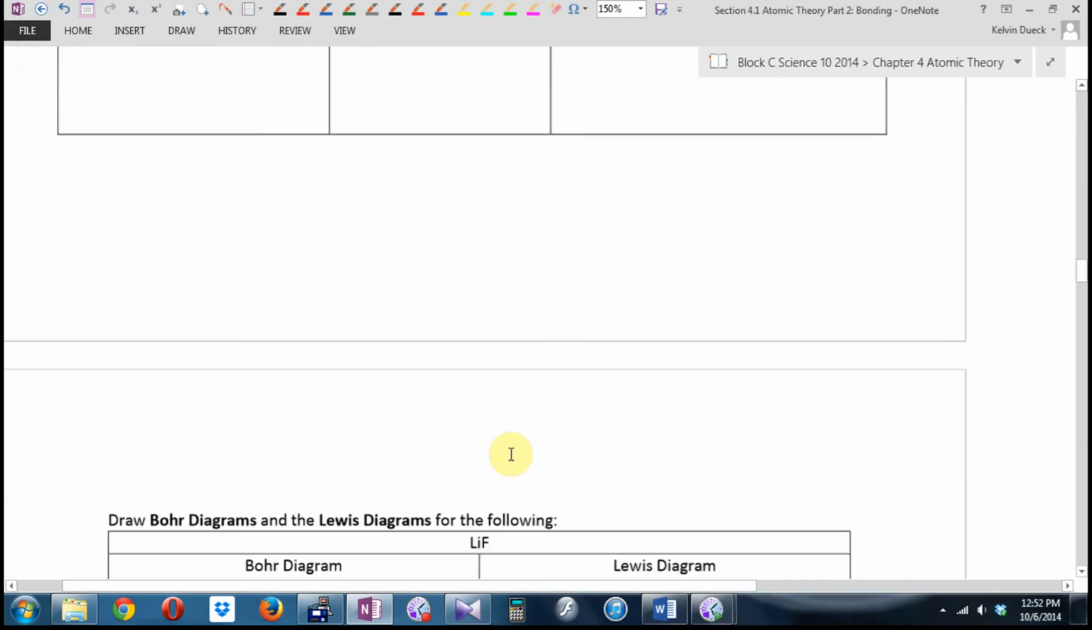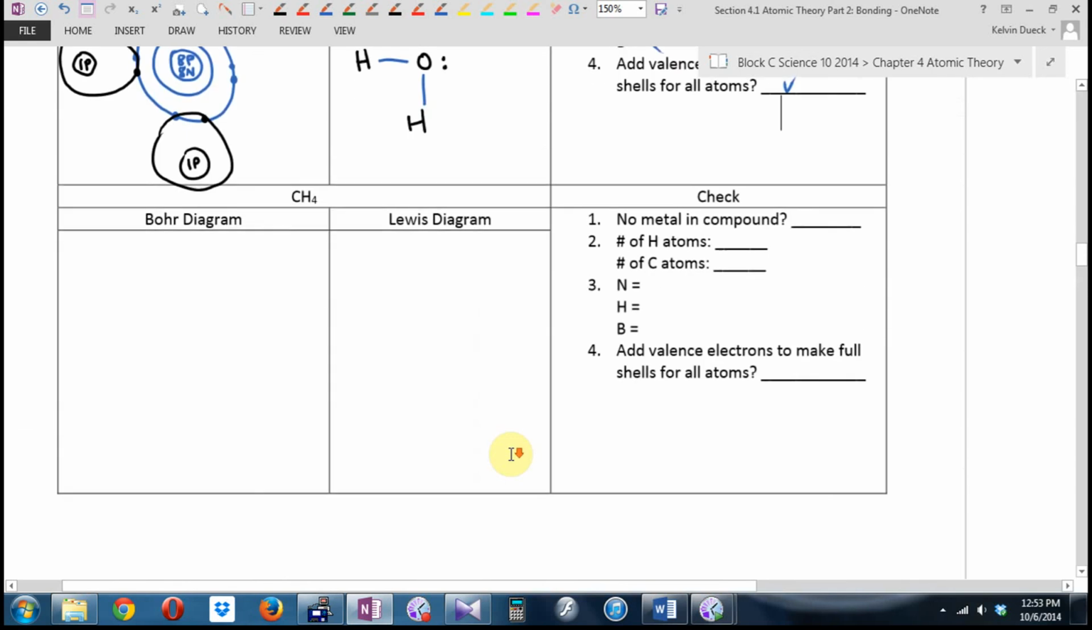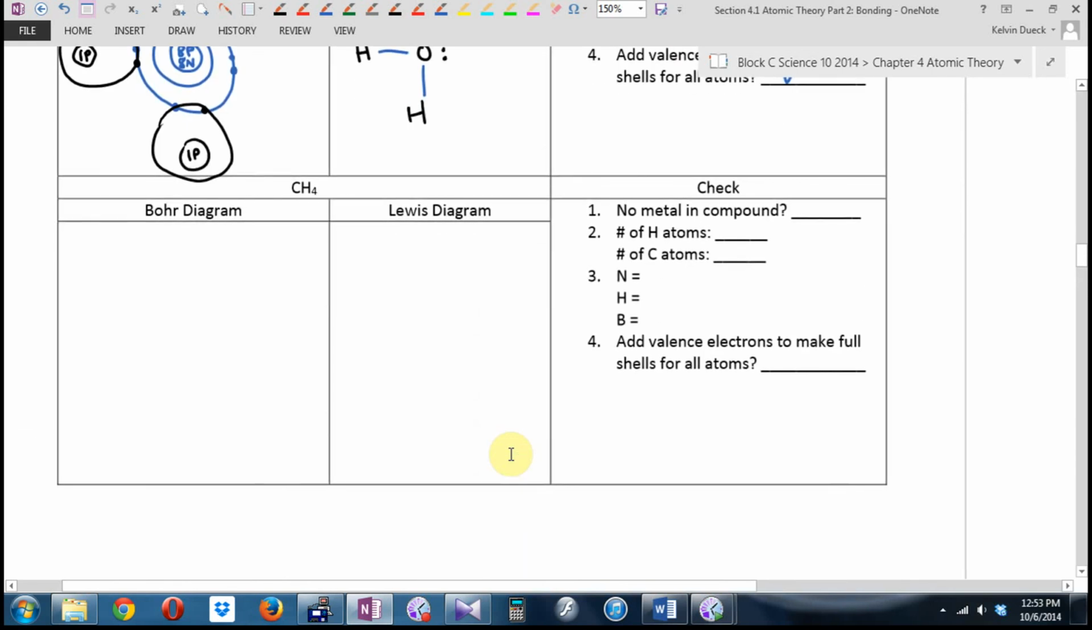CH4, I think this is the last Bohr. You know what? This is the last Bohr diagram I'm going to do. And then I'm going to do Lewis. You guys have been great. I'm hoping about 10 more minutes and I can shut up. But like I said, this is a head scratcher. You got to really concentrate.